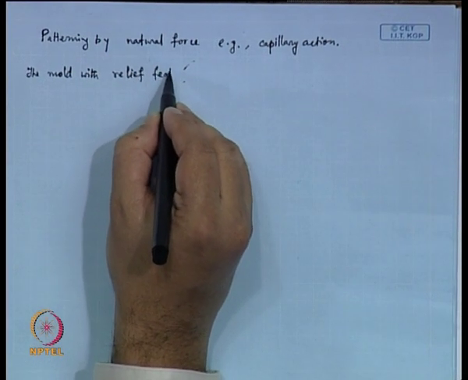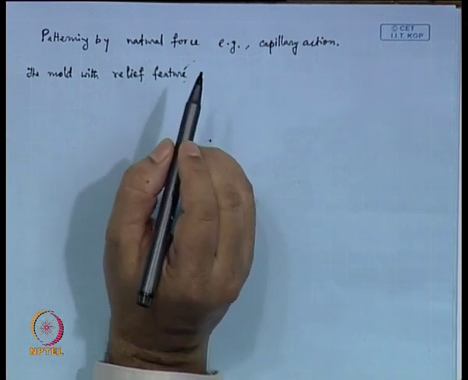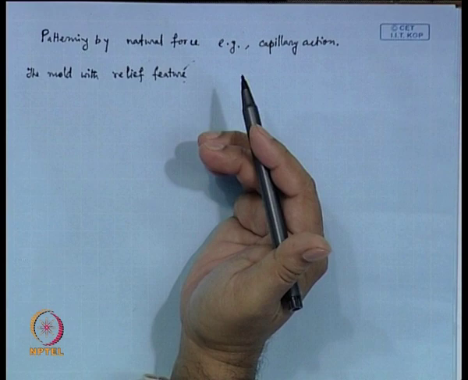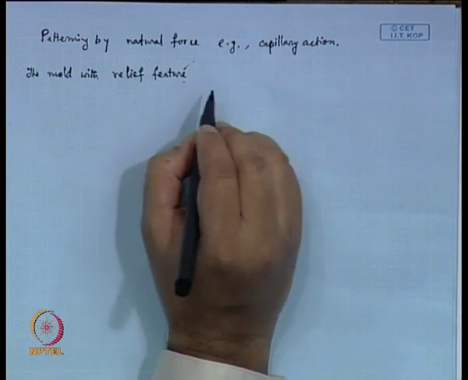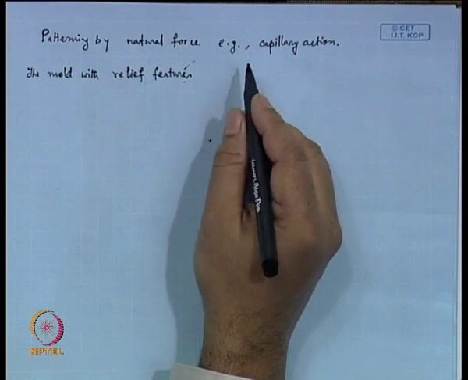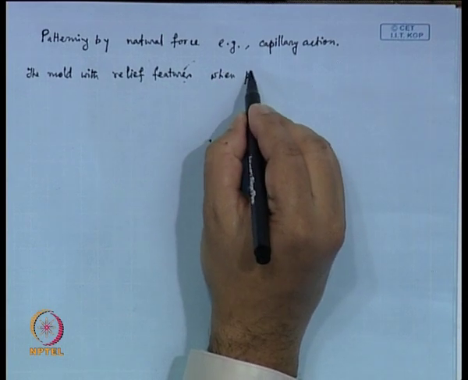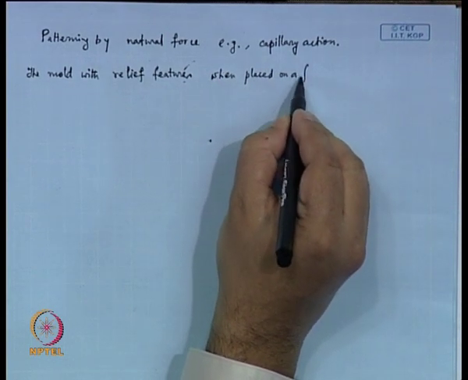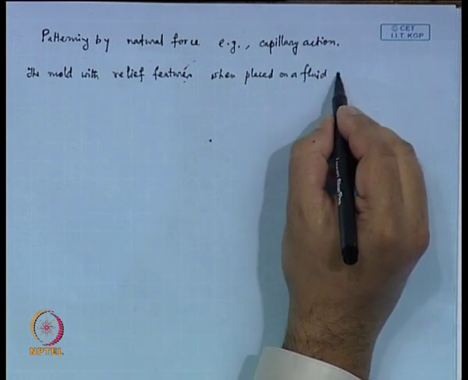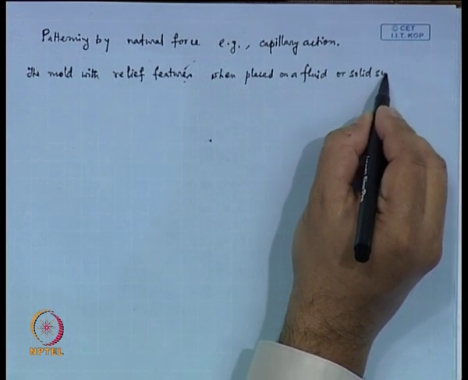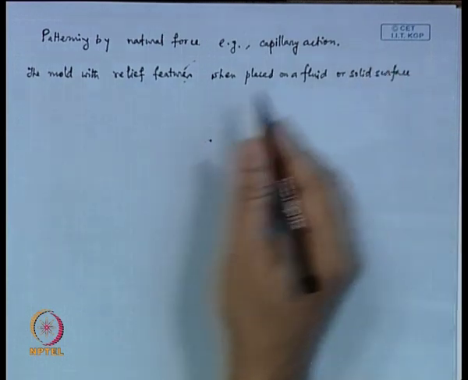Relief features are, for example, if you want to make a channel, the negative part of it would be a raised portion, right. So, there are relief features, or if you want a raised portion in the microfluidic device, for that you are supposed to have a channel in the negative part. So, the mold with relief features when placed on a fluid or solid surface. You may ask, why am I placing it on the fluid, because I thought we are pouring the fluid on this.